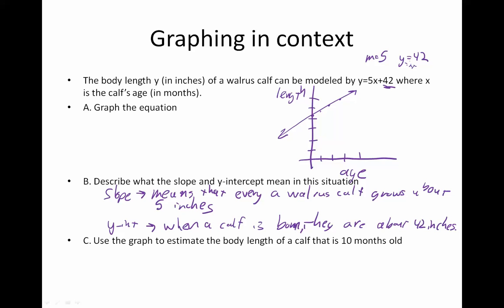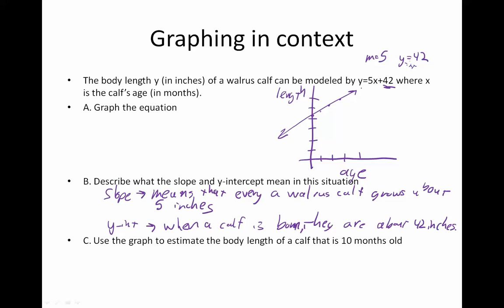The slope means how much the walrus calf is growing every year. The y-intercept means when age is 0, when they're just born, how long are they? Okay, so let's answer question C. Use the graph to estimate the body length of a calf that is 10 months old.